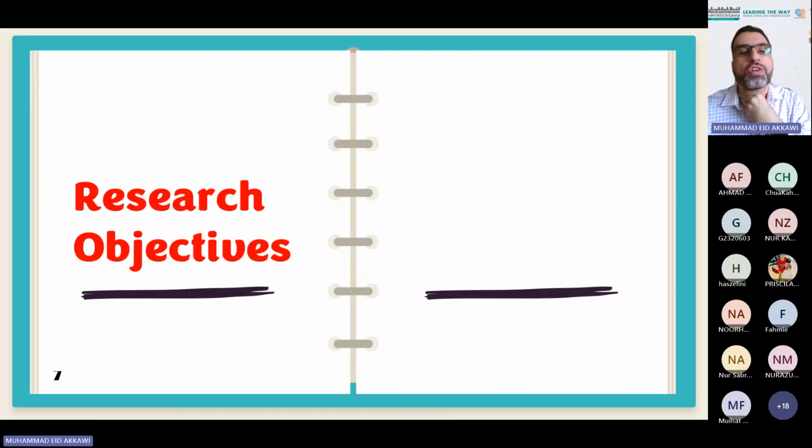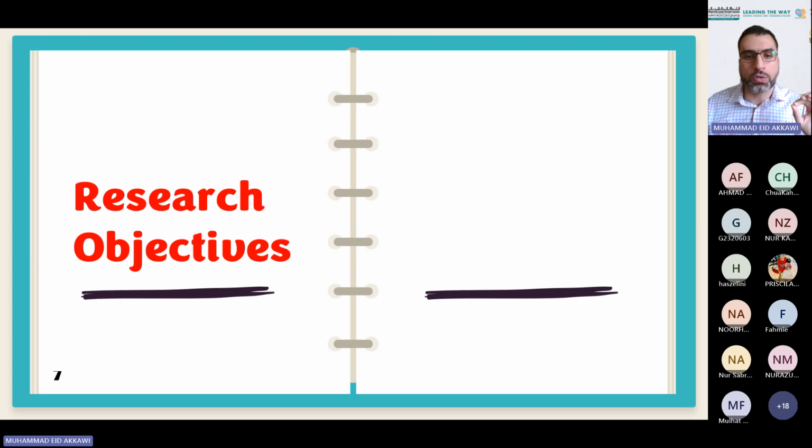So we will move now from the problem statements to the research objectives. In your proposal, you will have the same sequence. You will state first the problem, and after that, based on it, you will have your research objectives. By all means, research objectives are the most important part of your research proposal, because at the end of the day, you will be asked whether you achieved your objectives or not.